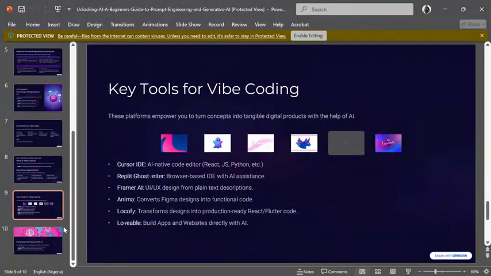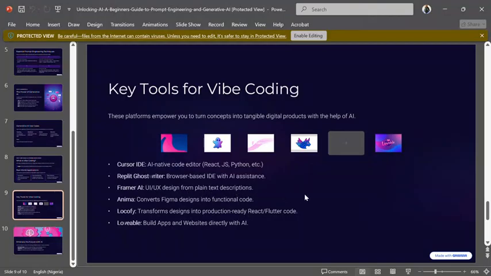Okay, so we move on to the next. Key tools for vibe coding. These platforms empower you to turn concepts into tangible digital products with the help of AI. Now you have Cursor, an AI tool which you can use to vibe code. You have Replit Ghostwriter, a browser-based IDE with AI assistance. You have Framer, used for UI/UX design from plain text descriptions.